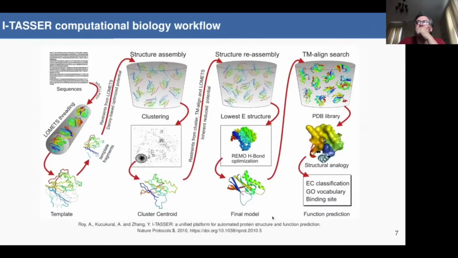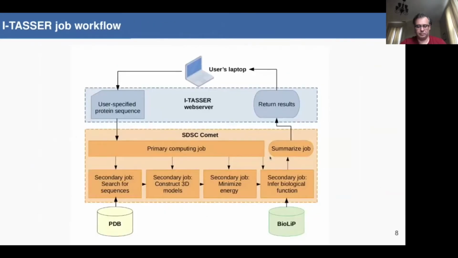Now, behind the scenes, there's a lot of computational biology taking place. As you can see here, we've got a lot of things happening, such as threading and clustering algorithms, database searches, and energy minimizations. We're not concerned with this level of detail. Instead, let's back up a bit and say, here's the user's laptop. Here's the web server, which is representing the gateway itself. And this orange box is the HPC resource, in this case SDSC Comet, that is backing this gateway with computation.